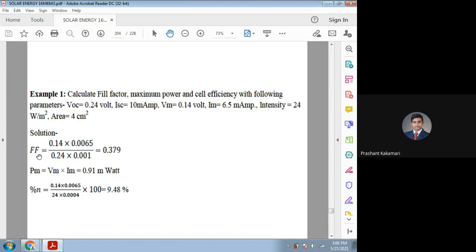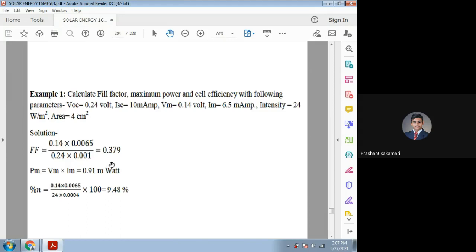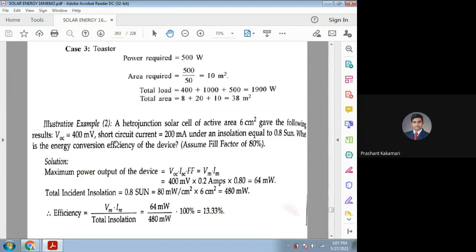Fill factor. See, it is not 80% here. In the earlier problem, it was 80%. Is that clear? But here, how much is the fill factor? Only 37.9. The fill factor means that for the given solar cell, around 38 parts of the solar cell are converting solar energy into electrical energy. So that number indicates how many parts of the solar cell are converting. Are they 100% converting? No. In the earlier problem, it was 80 parts of the solar cell.